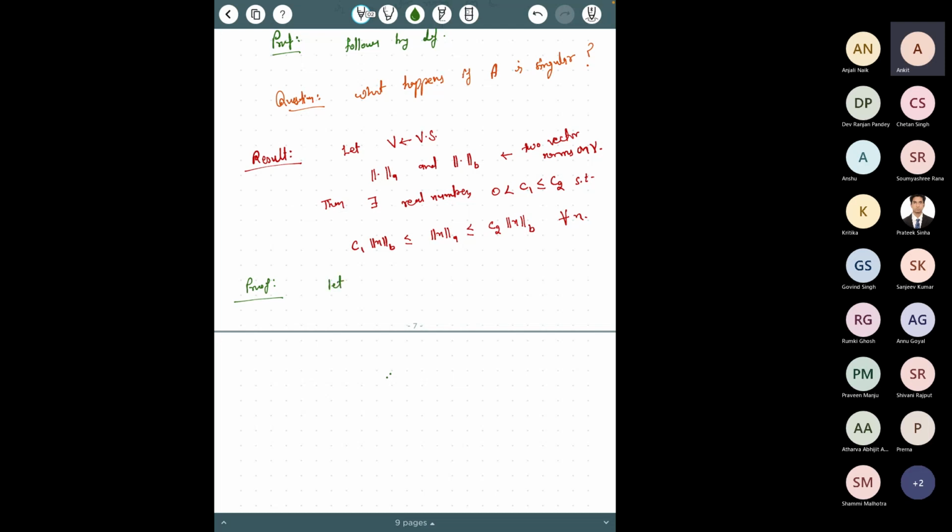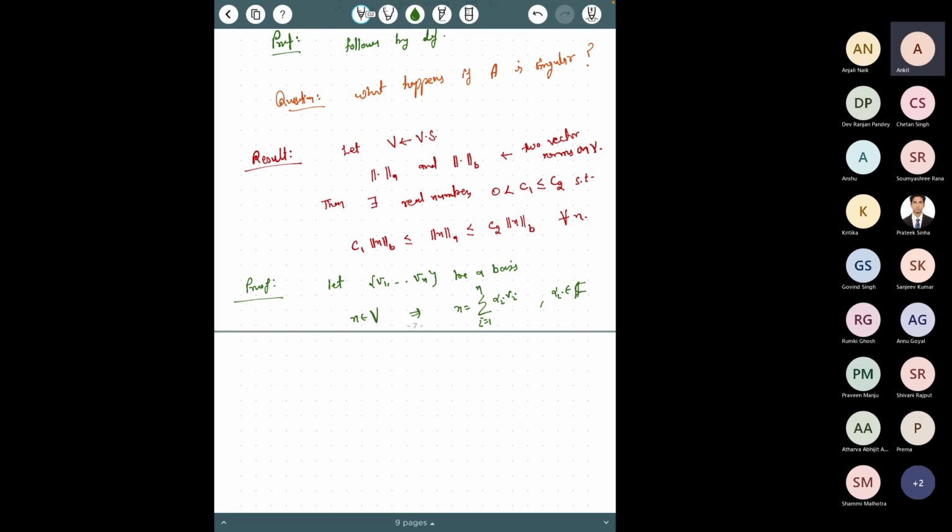Before I actually prove this result, let me fix something that would be useful for me in order to prove this. So let us suppose that V1 to Vn is a basis of V. That means if I take any vector x in V, then I can write this vector x as the sum of alpha i Vi, i equal to 1 to n, where the alpha i's are coming from F. So let us assume that F is C.